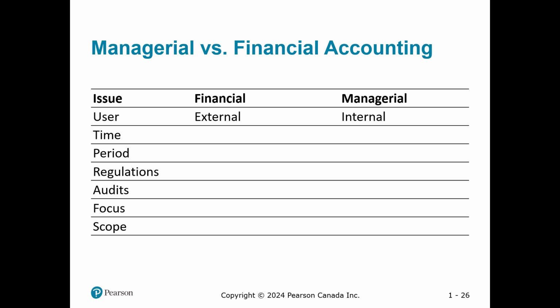So for the user, financial accounting focuses on the outside, the external user. Managerial, internal. When we look at financial accounting, it's always past information. We publish the financial statements for the past year. With managerial accounting, what we're trying to do is focus on what might happen in the future. So yeah, we're going to use past information, but we're going to use that past information to predict the future.